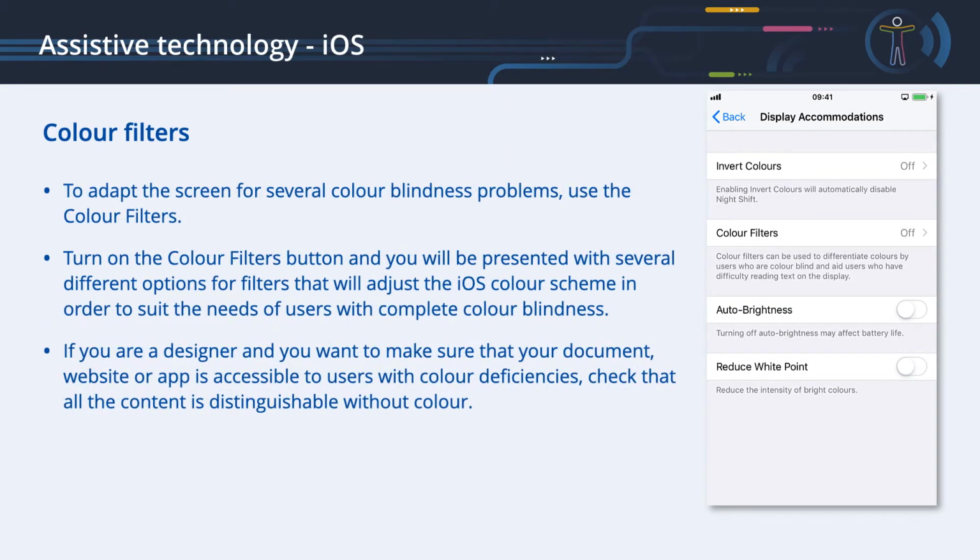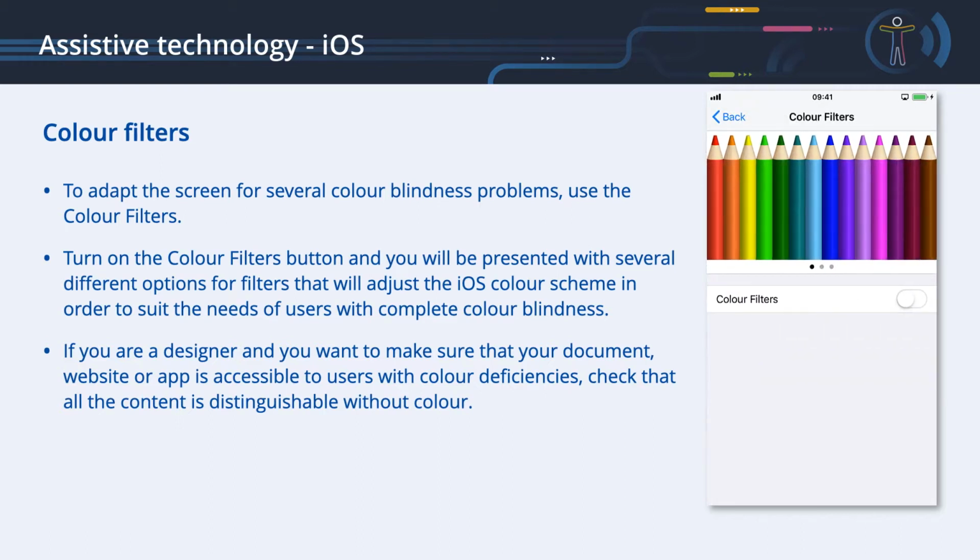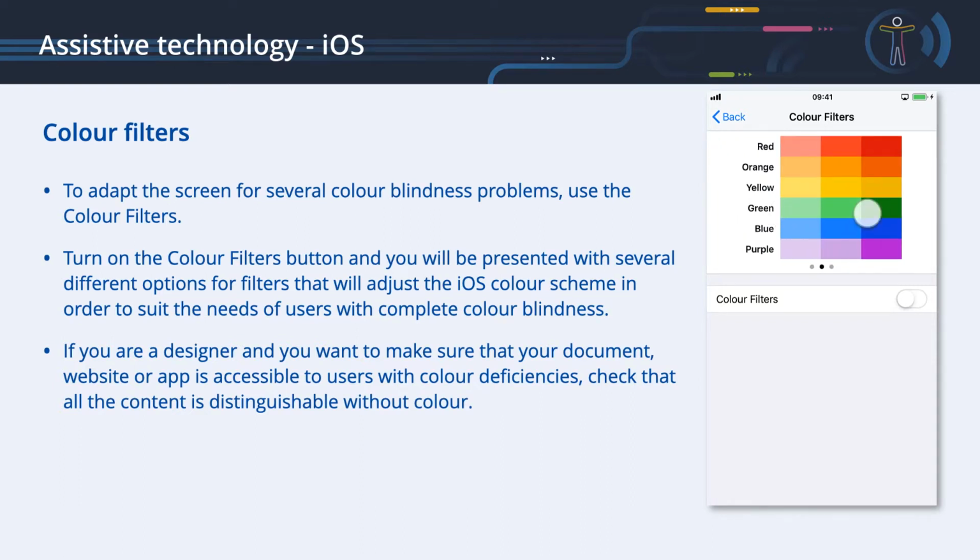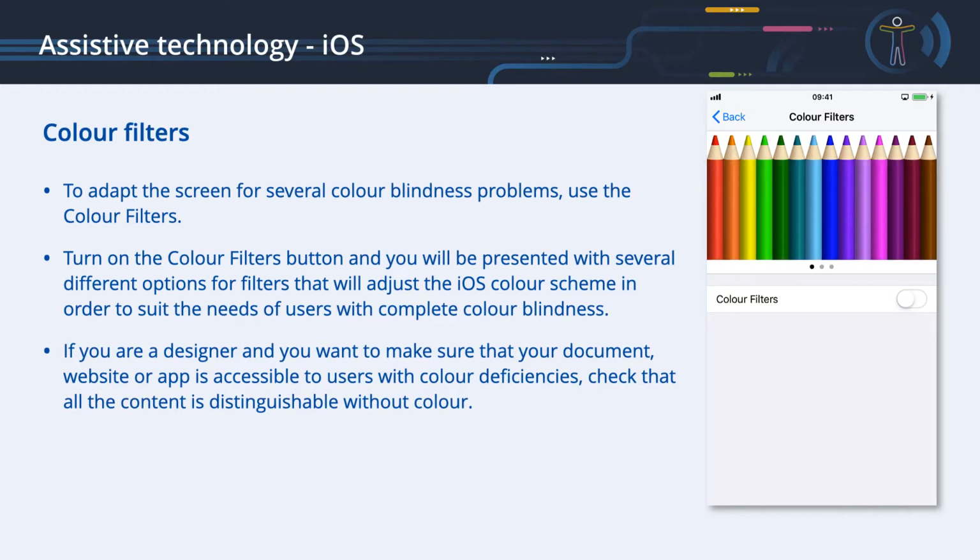To adapt the screen for several color blindness problems, use the color filters. The default layout will show a series of colored pencils, but you can also swipe right in order to see a few different other options as well. Each of these three options is intended to help you figure out which mode will work for your specific type of color blindness.